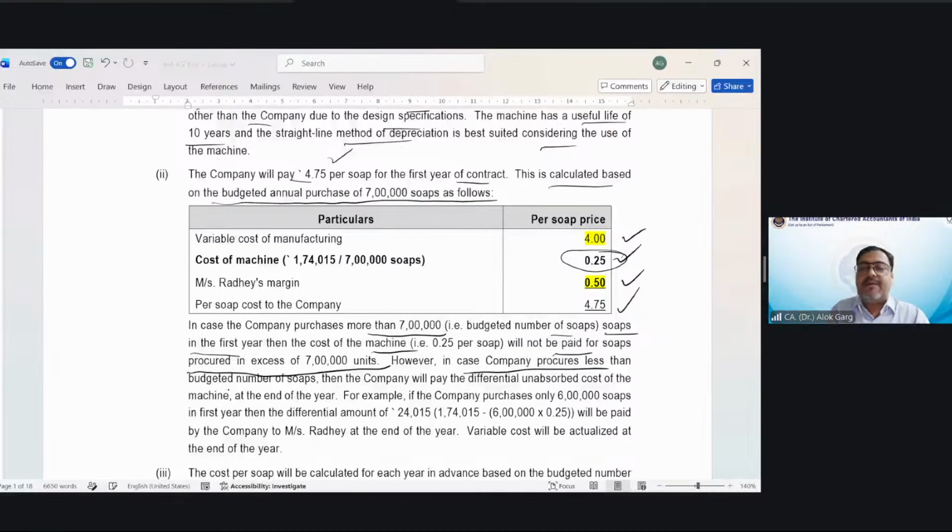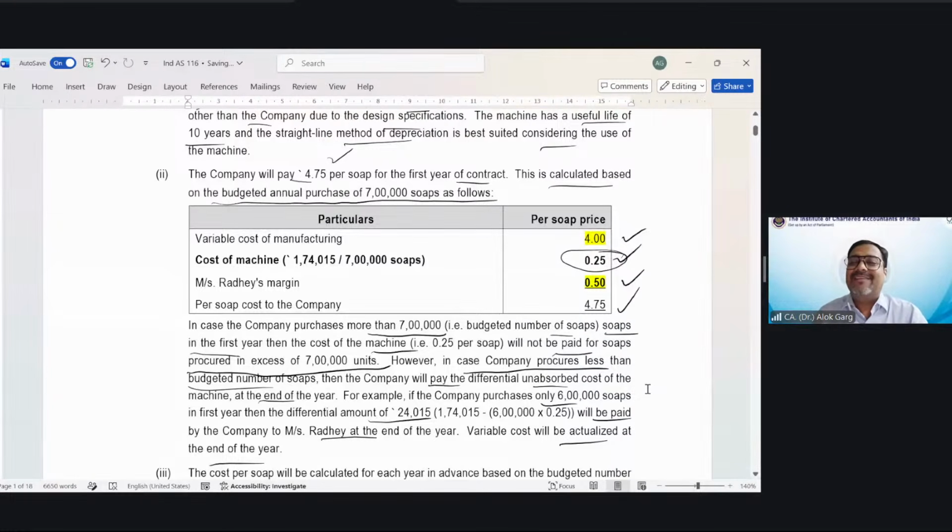However, in case the company procures less than the budgeted number of soaps, then the company will pay the differential unabsorbed cost of the machine at the end of the year. For example, if the company purchases only 6 lakh soaps in the first year, then the differential amount of 24,015 rupees, which is 1,74,015 minus 6 lakh multiplied by 0.25, will be paid by the company to Mr. Radhe at the end of the year. Variable cost will be actualized at the end of the year.